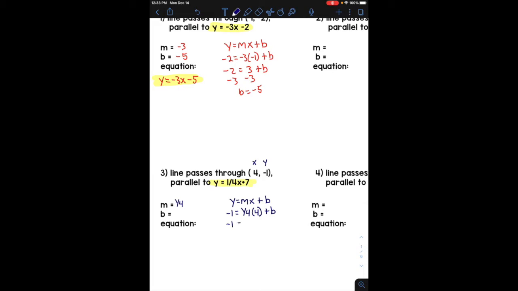When we multiply, 1/4 times 4 is 1 plus b, and we'll subtract the 1 on both sides to get b is equal to -2. I'm going to go ahead and record it on the left. Now that I know what the slope and the y-intercept are, we can now write our equation in slope-intercept form, y equals 1/4x minus 2. Our equation will be parallel to the equation that they gave us in the directions since they have the same slope. However, our line will pass through the ordered pair that they give us.